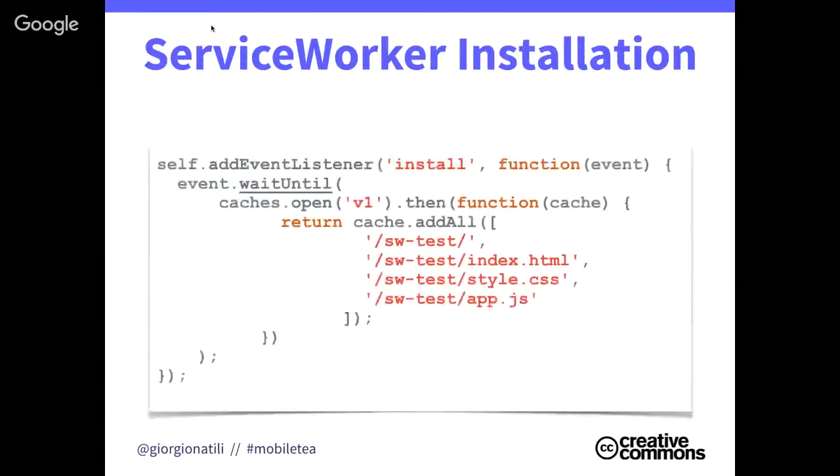The installation, and here we are in the service worker file, so we are outside of our application. You set up an event listener for the install event. And once you have done this, you wait until what? Until your cache opens, an array on which you can check if the cache exists.